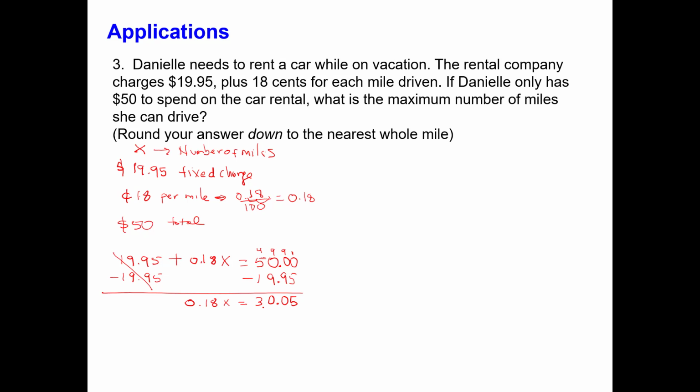To solve for x, we move to the second step, which is to divide. In this case, we divide by 0.18 on both sides, because we need to get x by itself. So x equals 30.05 divided by 0.18. Now let's divide.